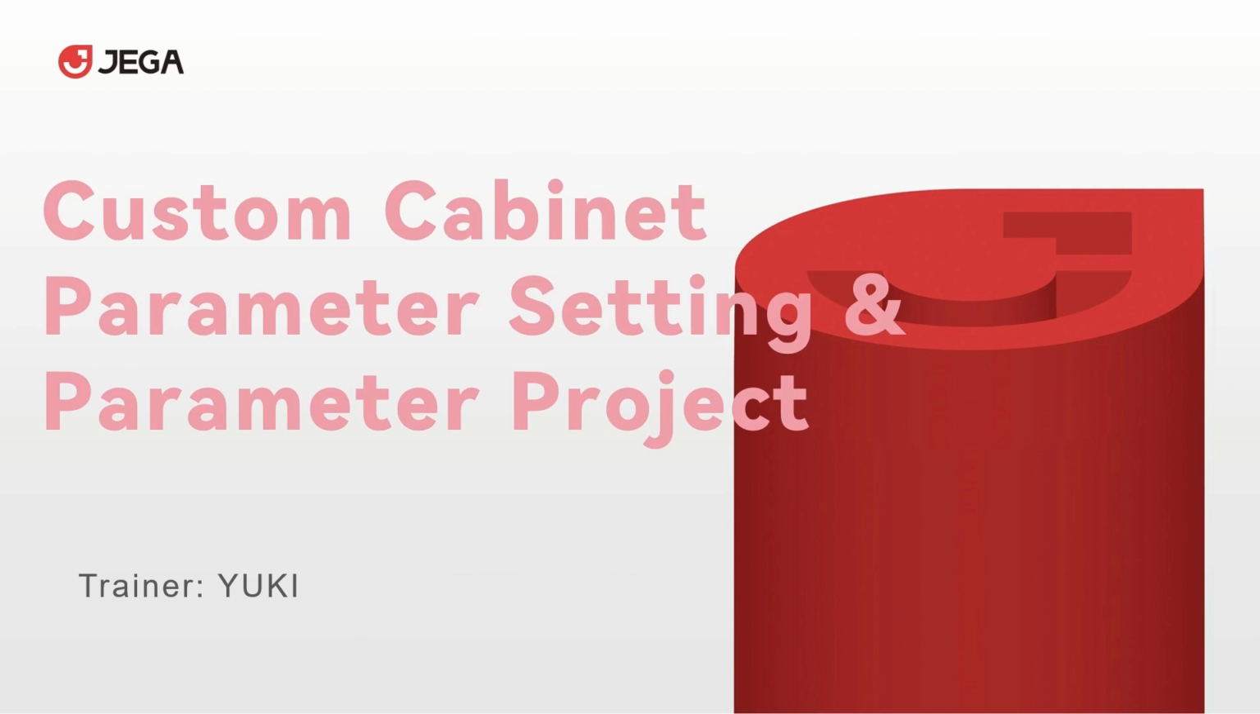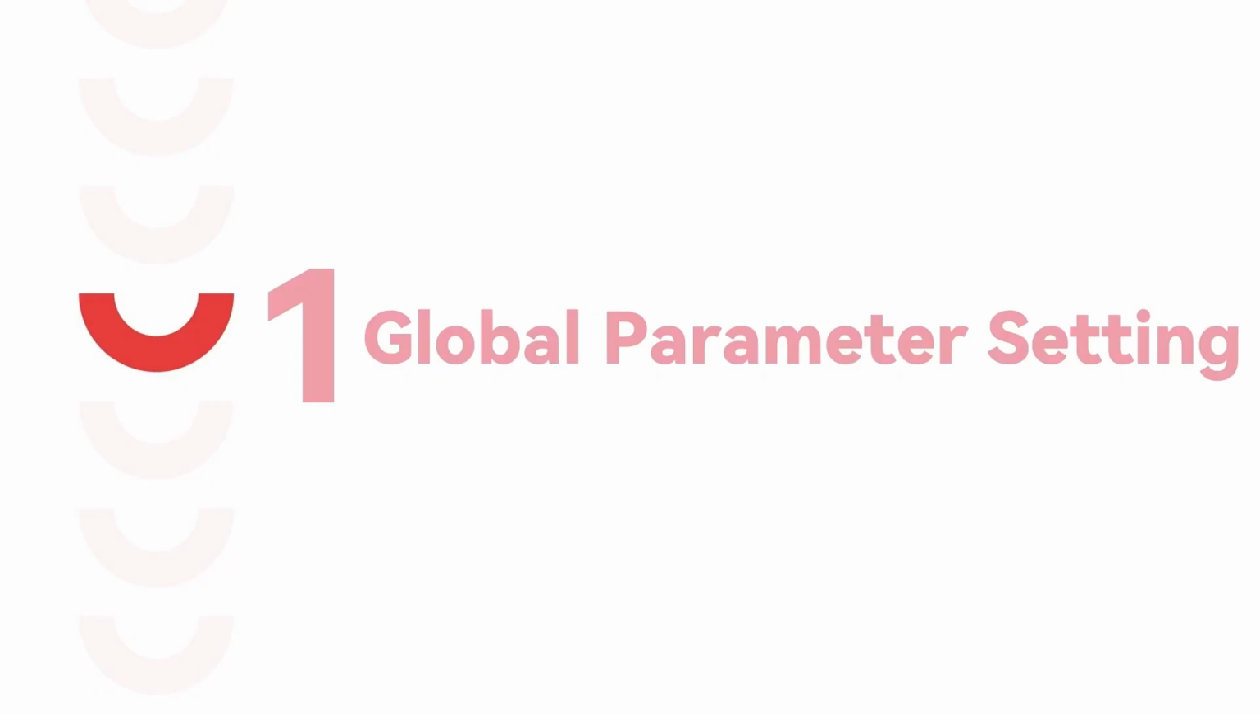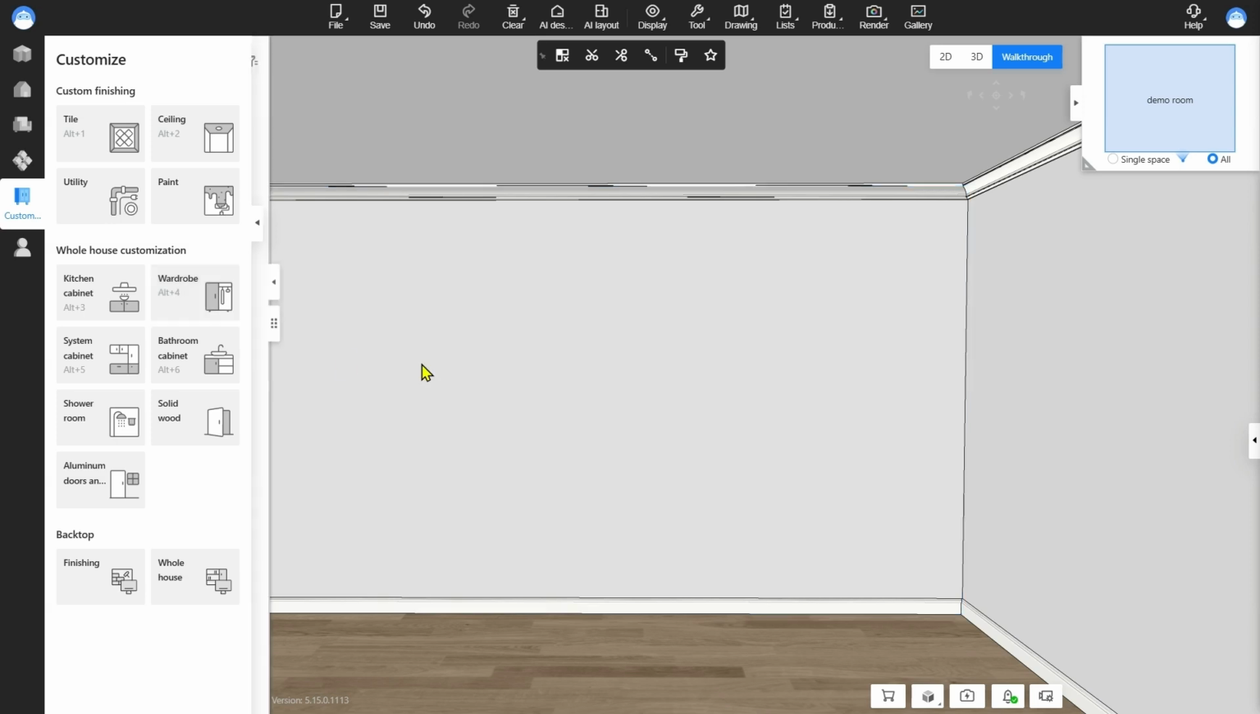So in this video, we are going to talk about how to set the custom cabinet structure parameters and how to make a parameter project for them. And we are going to classify them into two parts. The first is the global parameter setting. The second is default parameter project setting. So let's get into the first part first. Let's get into the wardrobe one.